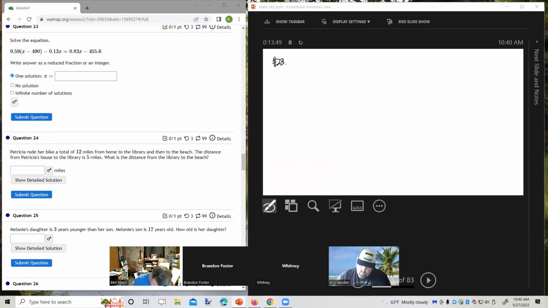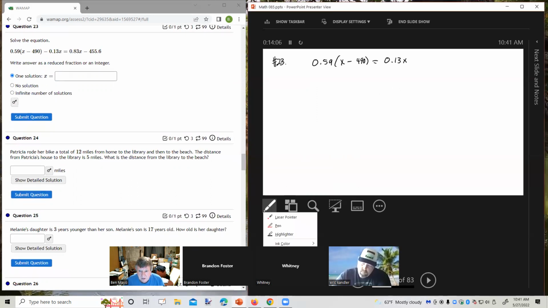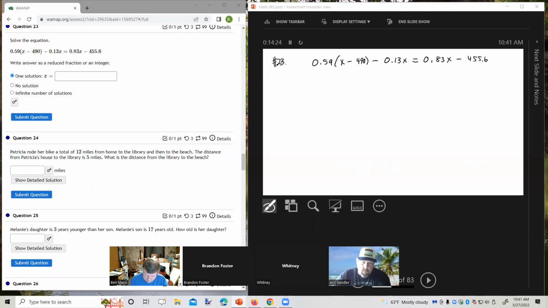Number 23, 0.59 times the quantity x minus 490 equals 0.13x. Oops, that wasn't an equal sign. That was a subtraction sign. My bad. Let's go here and fix that. So minus 0.13x equals 0.83x minus 455.6.